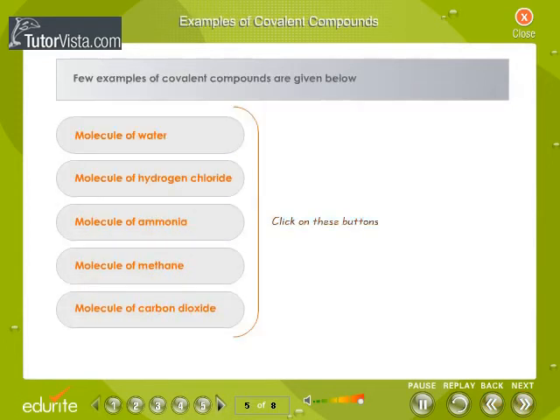Examples of covalent compounds. A few examples of covalent compounds are given here.